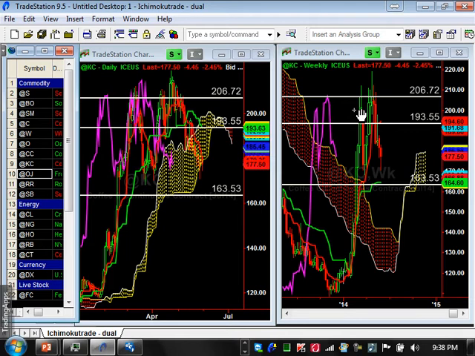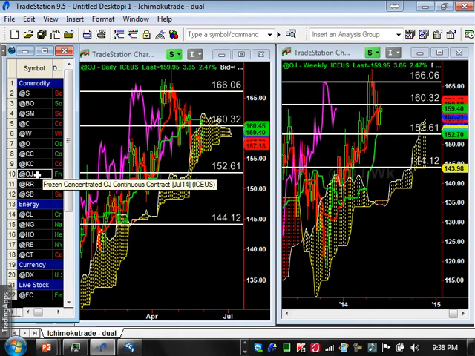If it breaks that support, then we've got a high probability of coming back down to about 120. If it holds here, we possibly could consolidate between 163.53 and 206. So keep an eye on that one, because that's dealing with coffee. Also directly related to, believe it or not, Starbucks.